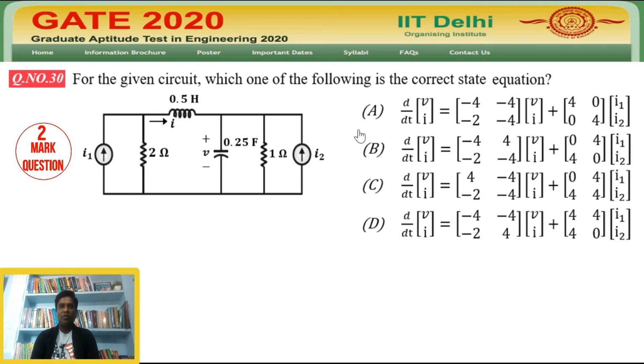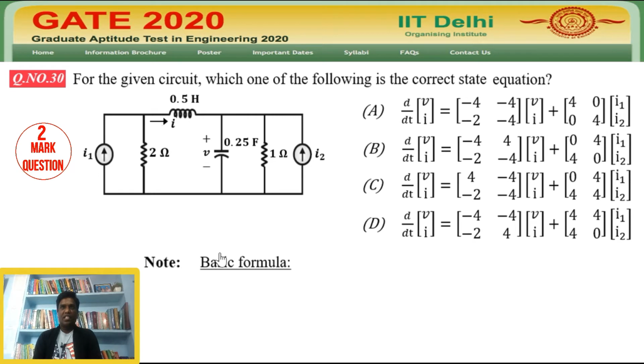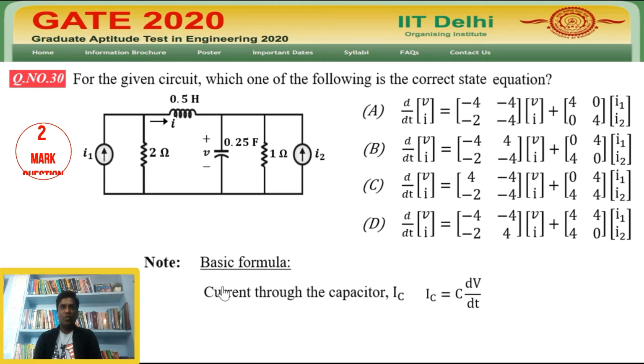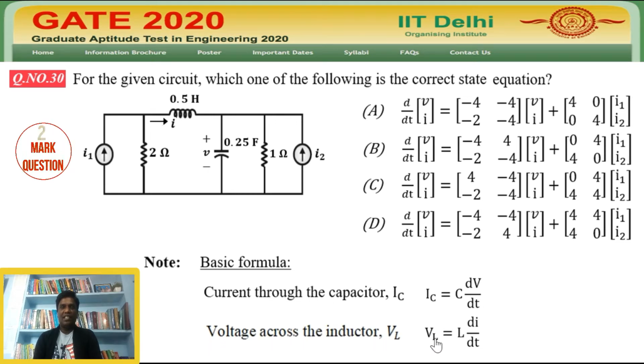Here we need to choose the correct state equation for the corresponding circuit diagram. Next, we see some basic formulas for the current and voltage equations of the capacitor and inductor. The first one, the current through the capacitor is IC equal to C into dV by dt. The second one, the voltage across the inductor is VL equal to L into di by dt.